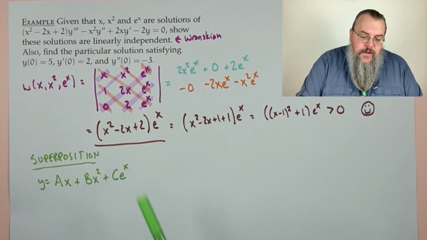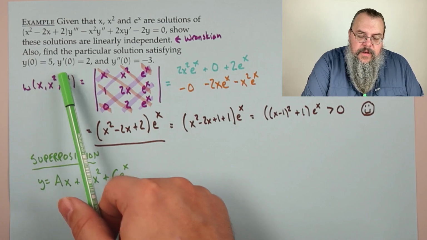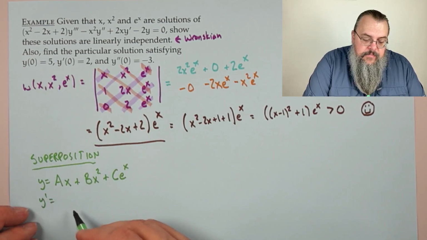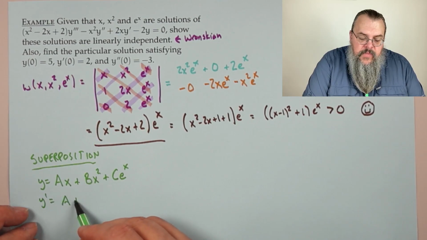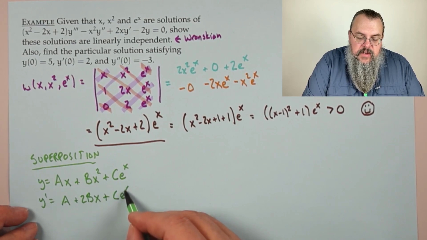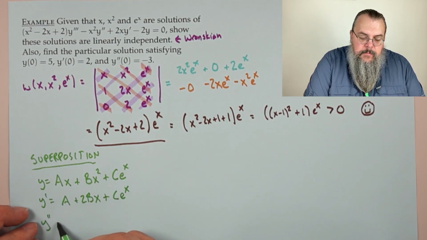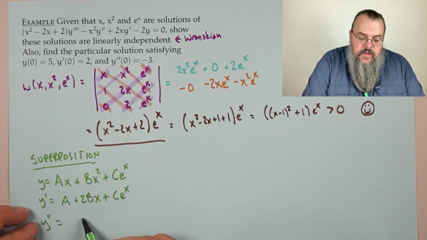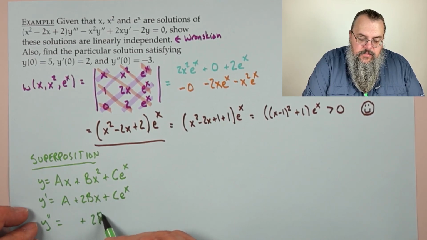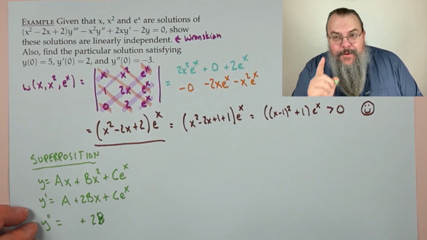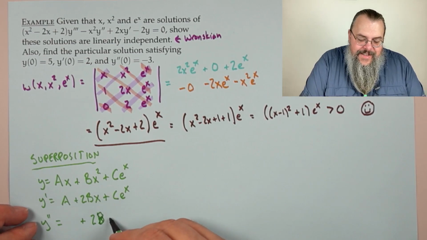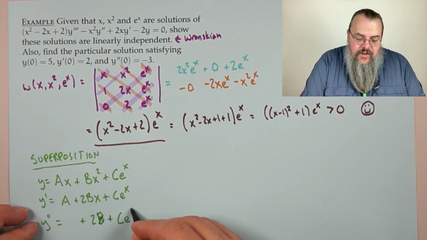Well, what do we need? Well, we need to know something about the derivative and the second derivative. So we'll go ahead and take those. So y prime, well, that's A plus 2bx plus c e to the x. And y double prime, what's that? Well, 0 and 2b, whoops, no, not 2x, 2b. I almost wrote down not 2b. Whoa, that would have been terrible. And then c e to the x.